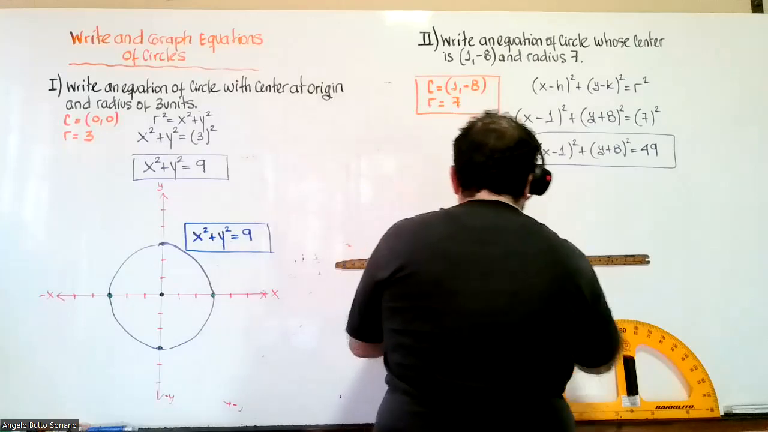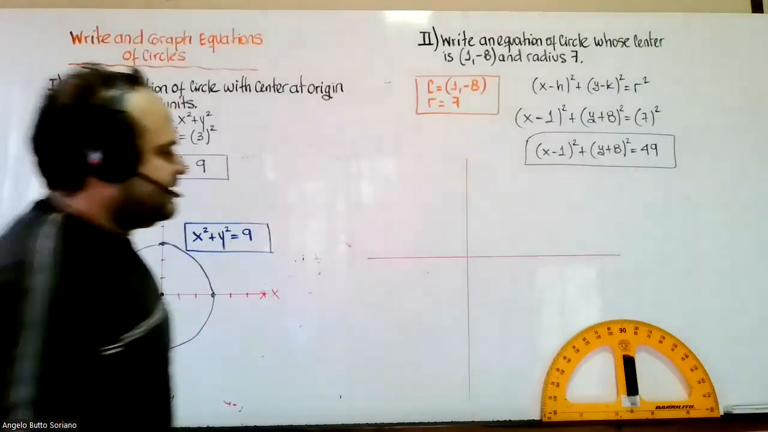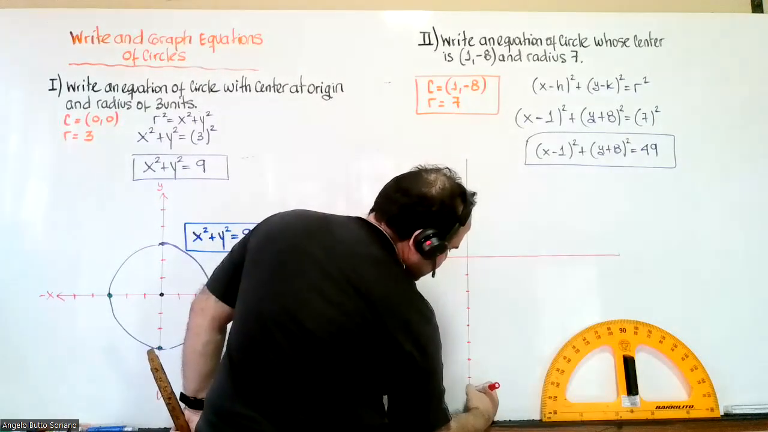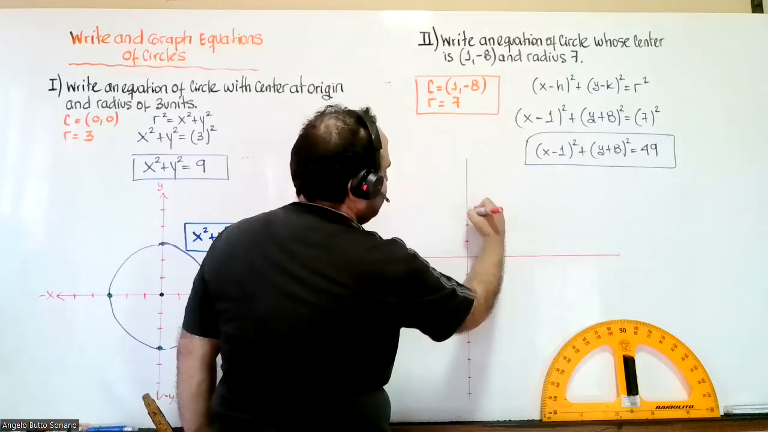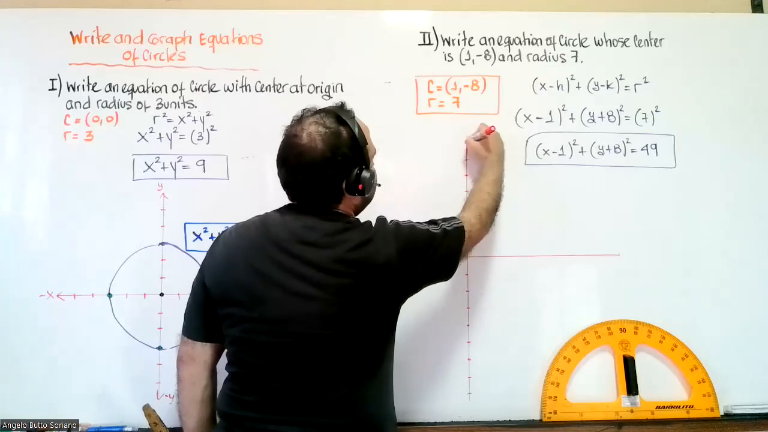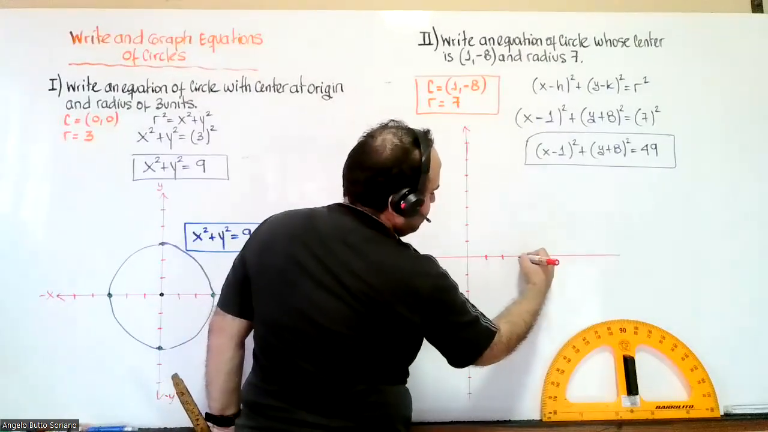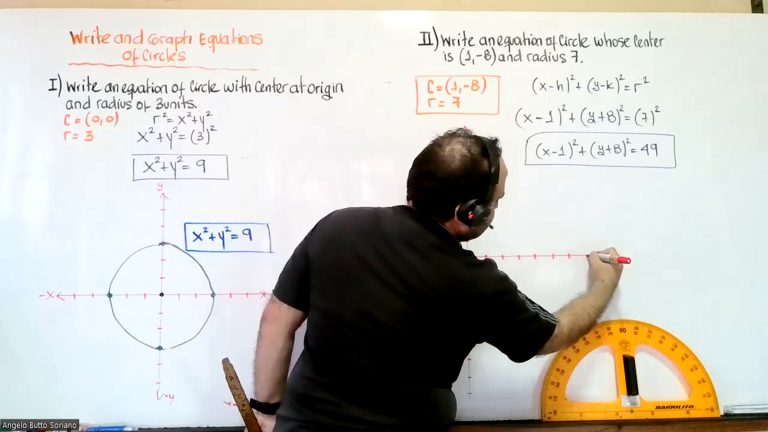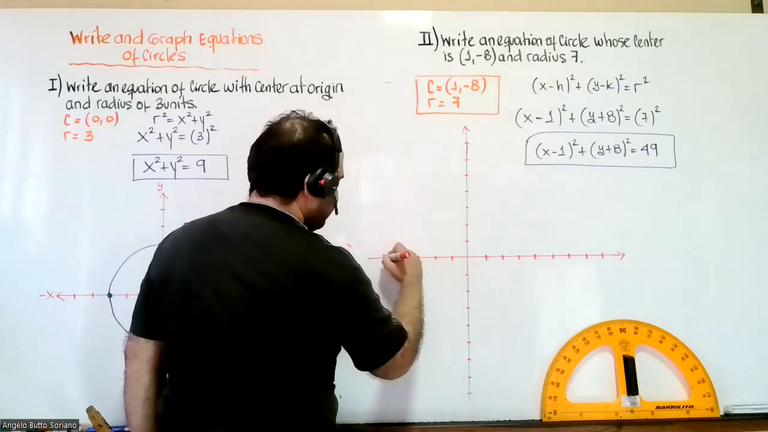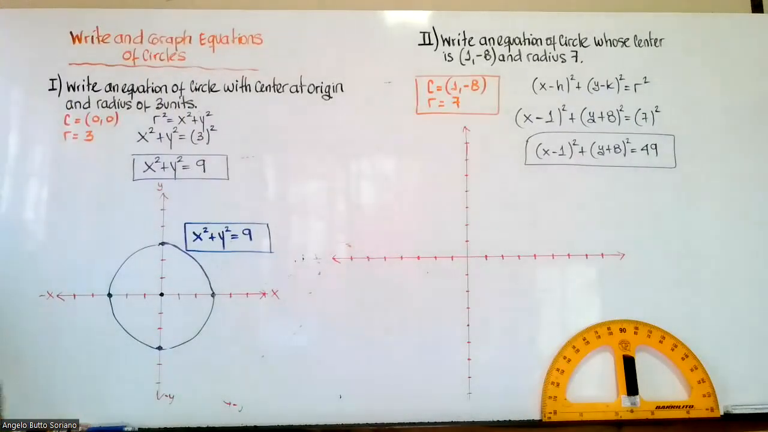Remember, the maximum number will be 8 units. So 1, 2, 3, 4, 5, 6, 7, 8 units in each direction. We have the coordinate plane.